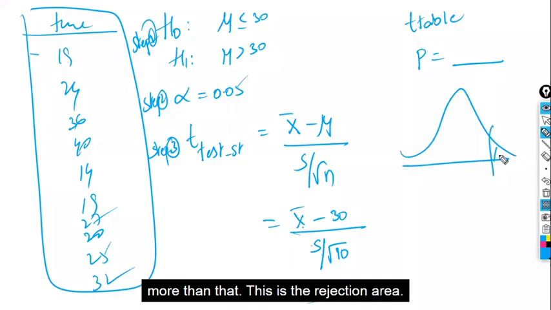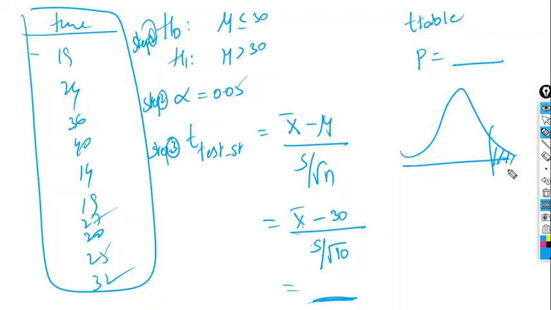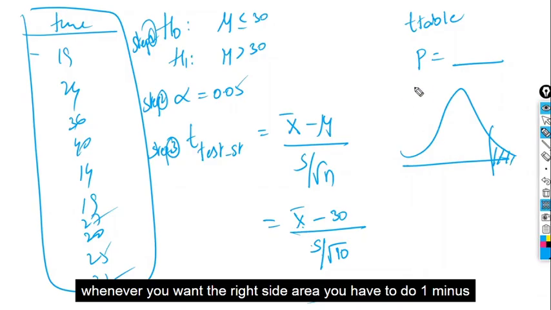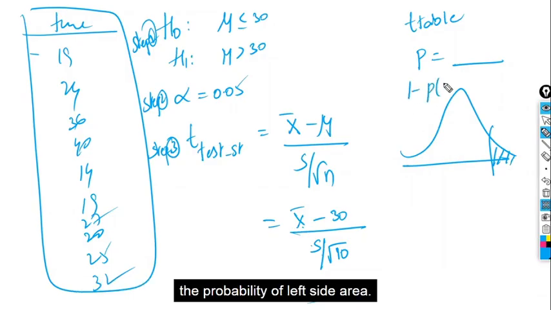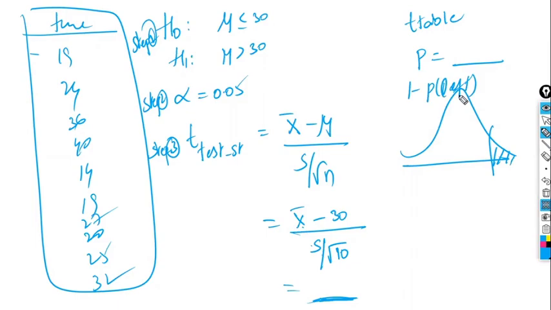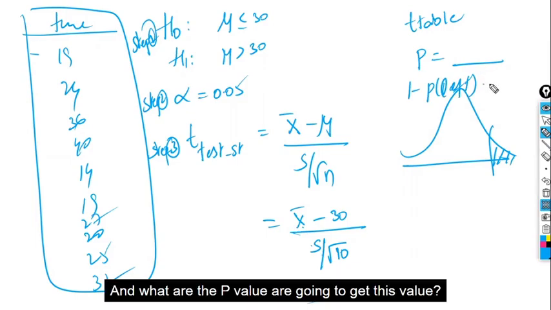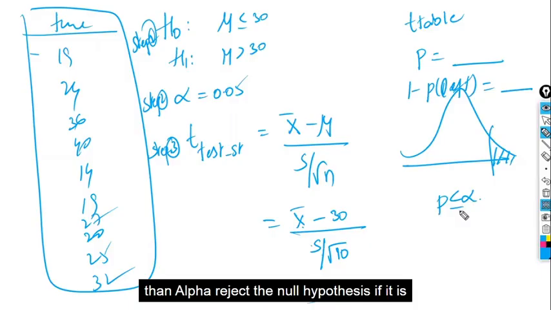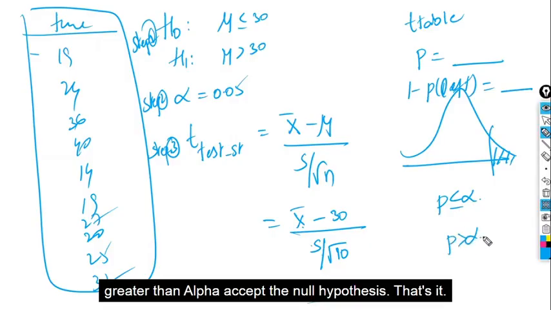If it is more than 30, this is the rejection area. If it is less than 30, I'm not going to reject. So whenever you want the right side area, you have to do 1 minus the probability of left side area. Whatever p value you get, you compare with the alpha. If the p is less than alpha, reject the null hypothesis. If it is greater than alpha, accept the null hypothesis. That's it.